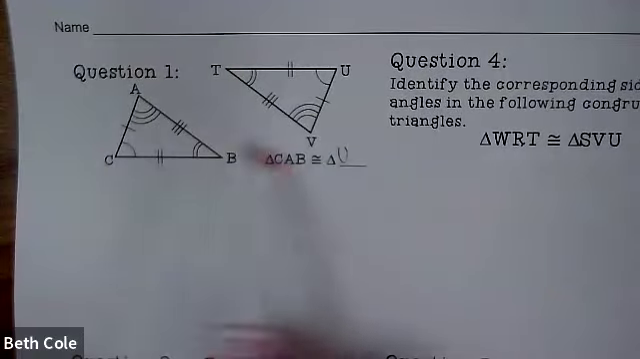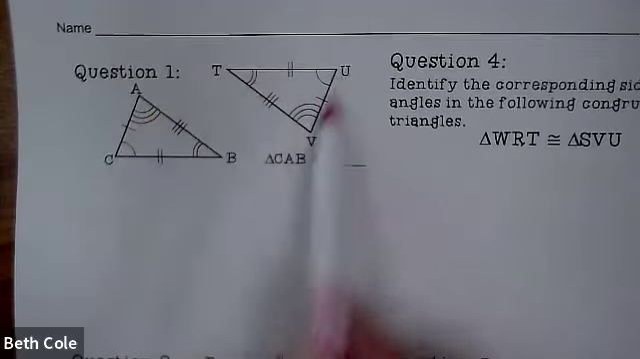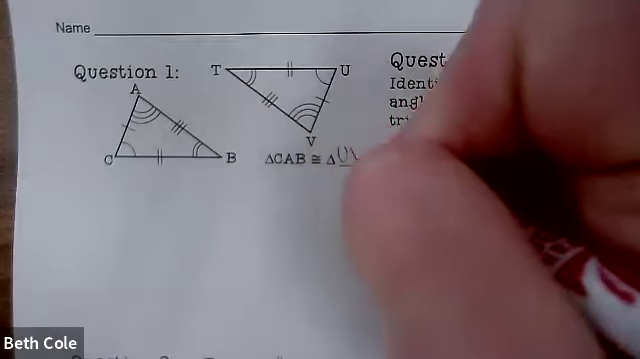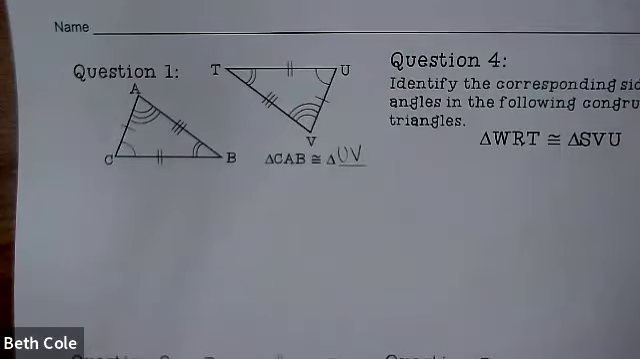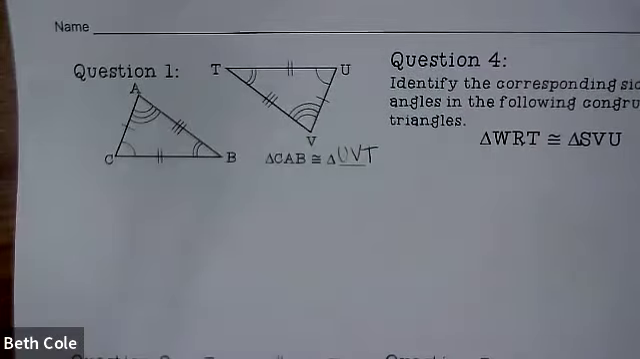A is the letter in the middle. A has three little tick marks on it. So which one does that match up with? V. So U, V. And then after you do the first two letters, there's only one other letter. So the last one is T. A triangle only has three sides, so once you do the first two letters, the third one's just going to be what it is.